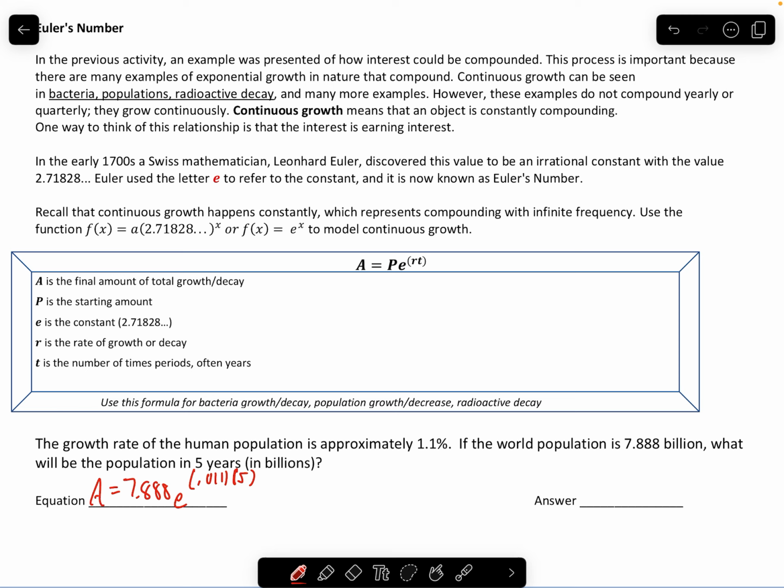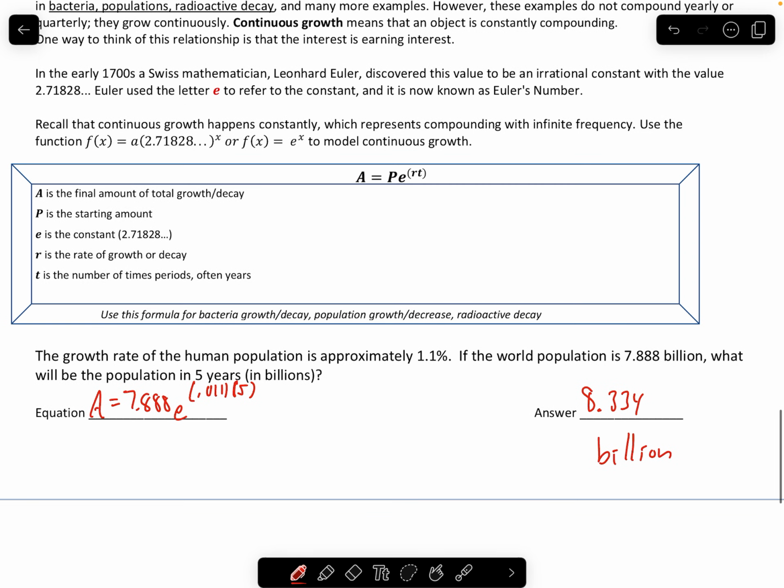So go ahead and type in exactly what you see, 7.888 e to the 0.011 times 5. And we should get back 8.33399. So we're going to write 8.334. And remember, our answer is in billions here. So 8.334 billion people.